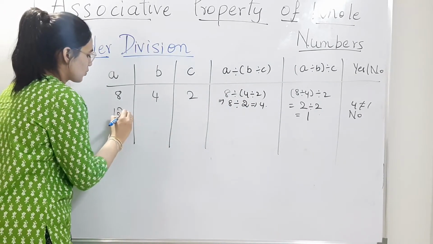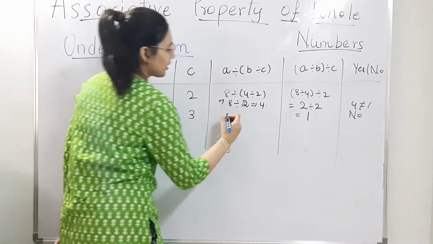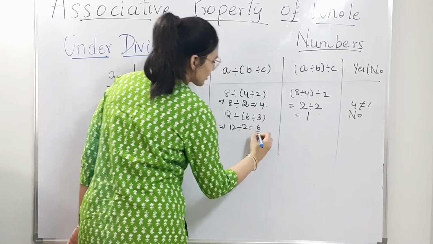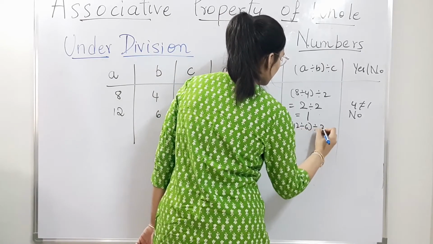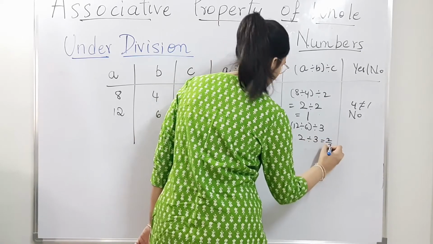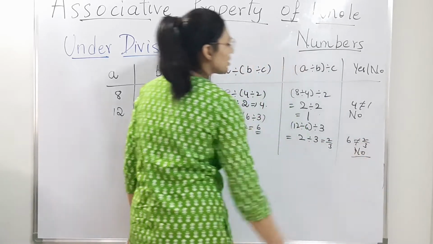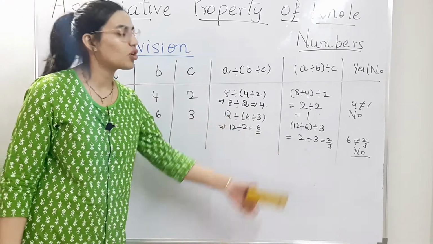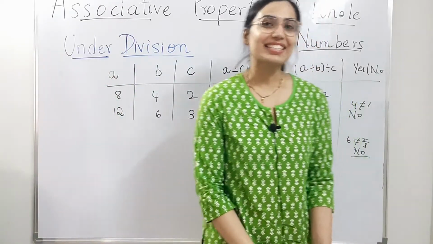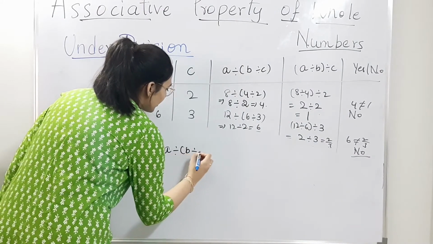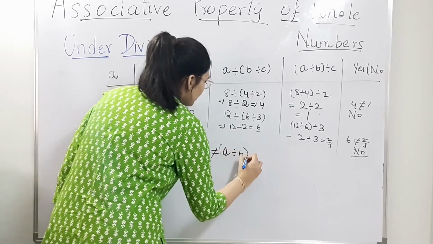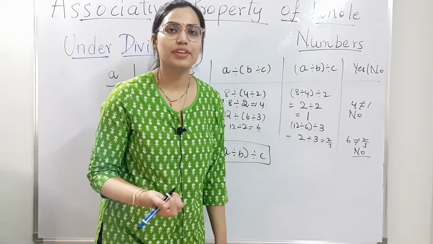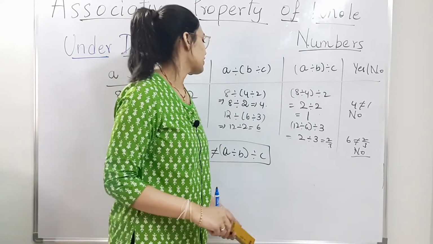Let's take another example. Take 12, 6 and 3. 12 divided by (6 divided by 3): 6 divided by 3 is 2, and 12 divided by 2 is 6. Now (12 divided by 6) divided by 3: 12 divided by 6 is 2, divided by 3 gives 2 by 3. 6 is not equal to 2 by 3. So the associative property does not hold for division. Hence, we can clearly say that (A divided by B) divided by C is not equal to A divided by (B divided by C). It holds true for addition and multiplication, but it does not hold true for division and subtraction.